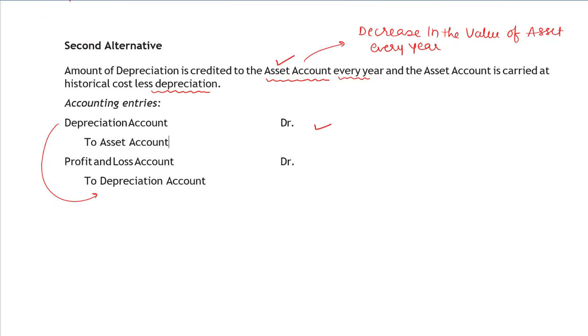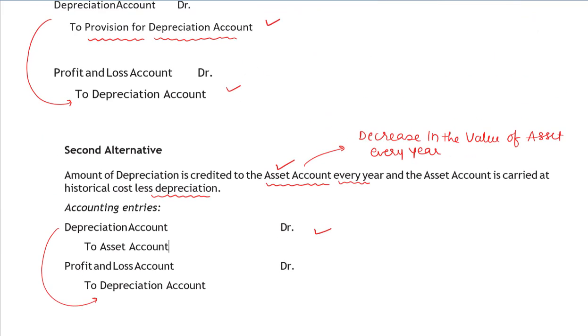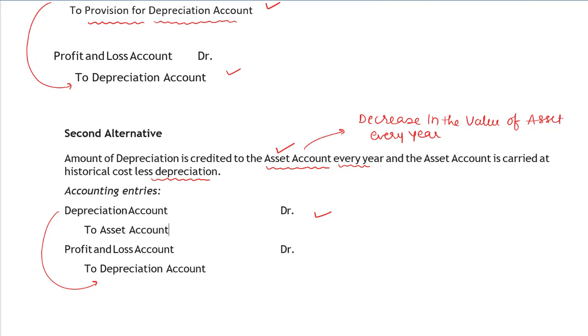And in the second alternative, the value of asset is reduced and the value of asset is shown at historical cost minus depreciation. So this would be depreciation account debit to asset account and profit and loss account to the depreciation account. I believe you understood this.